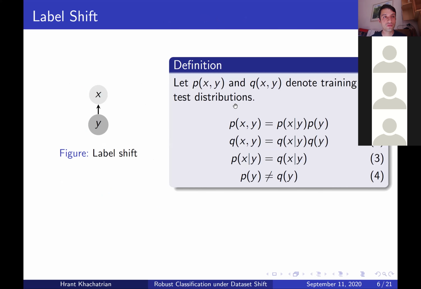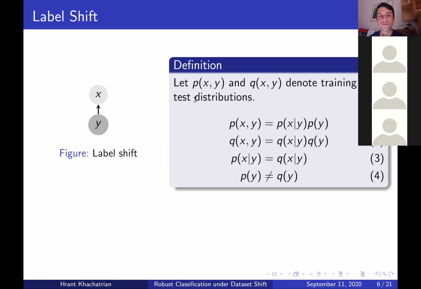This is a type of dataset shift which is called label shift. You see, we have X, which is our data, and we have Y, which is our labels. And you can see that there is an arrow from Y to X, which means that Y causes X. So we have some causal relationship. And Y is colored with a darker color, which means that Y is the variable that is going to shift from training set to test set.